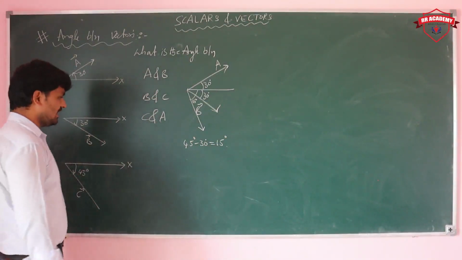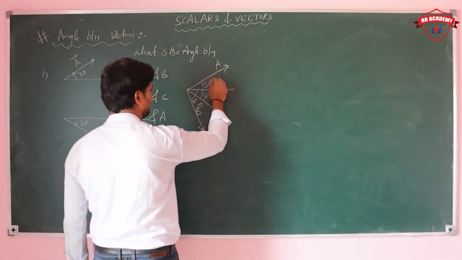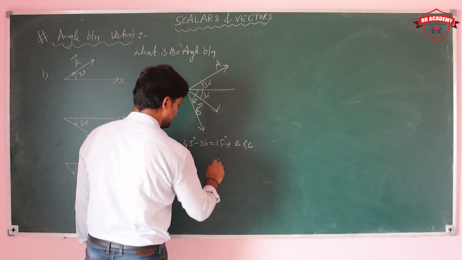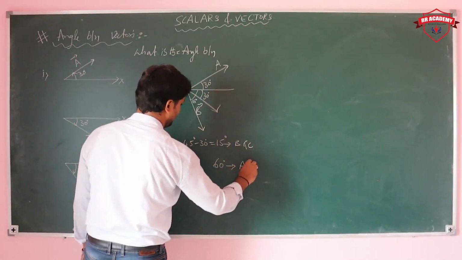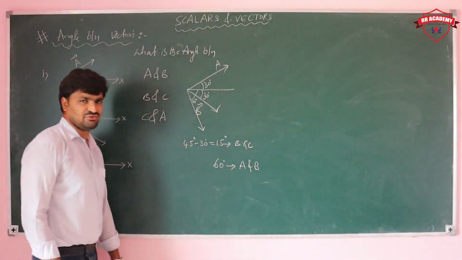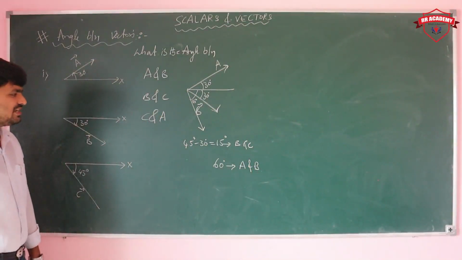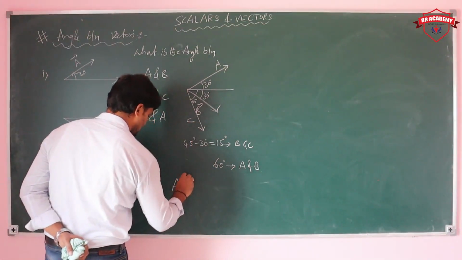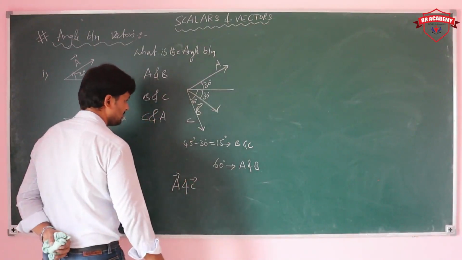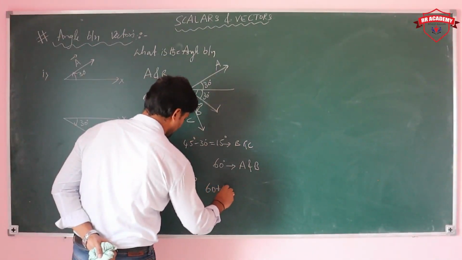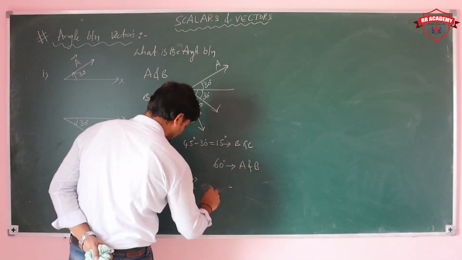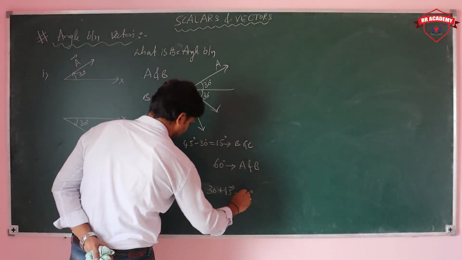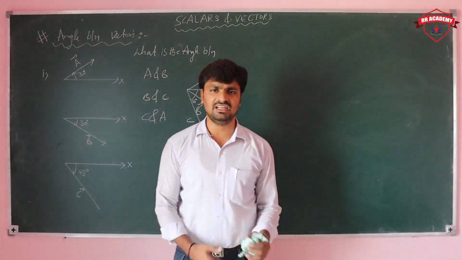Then this angle of 60 degrees is between A and B, and 15 degrees is between B and C. Then what is the angle between A and C? The angle between A and C is 60 plus 15, or 30 plus 45. The angle comes to 75 degrees.